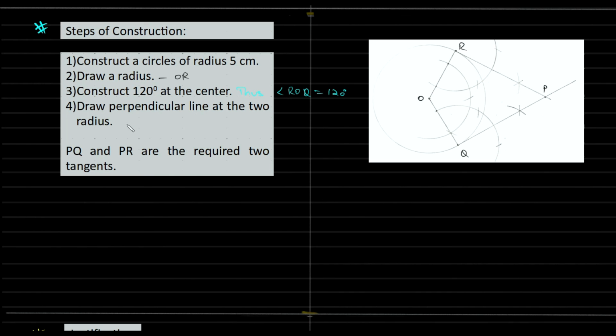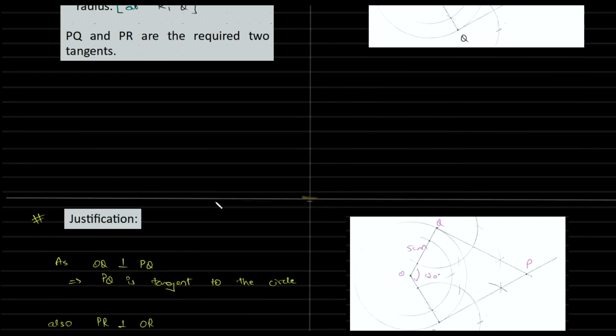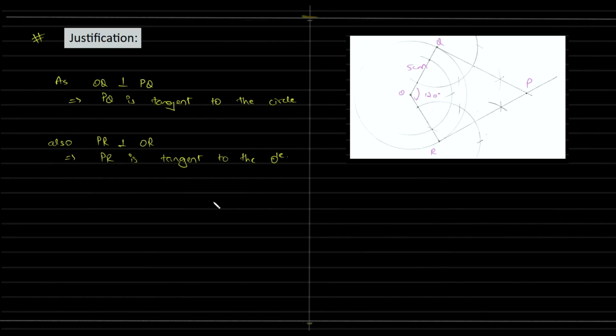Draw perpendicular lines at the end of two radius, that is at R comma Q. Again, try to keep it a lot less if there's a time constraint, right? And your justification, again, quite simple.